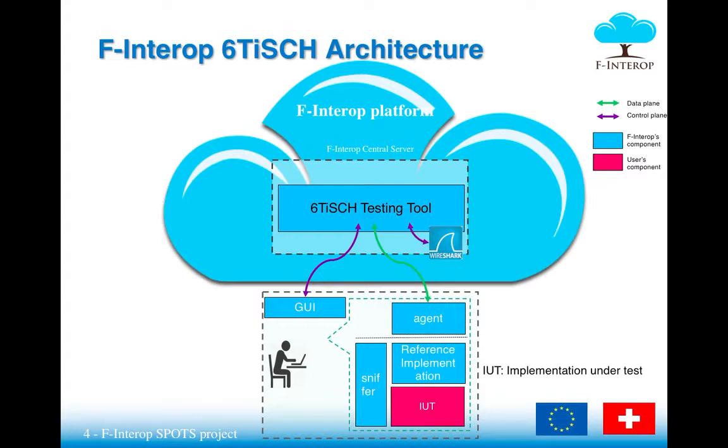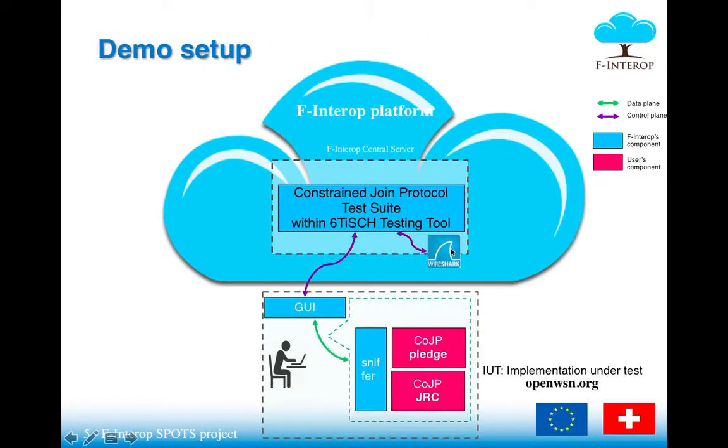then program a sniffer on one of the devices, and in case of a conformance test, a reference implementation of 6TiSCH on another device. The user's implementation under test will then communicate over radio to the reference implementation as instructed by the agent. The agent will report the sniffed packets to the 6TiSCH testing tool running in the cloud. The testing tool uses Wireshark to dissect packets and verify conformance as specified by individual test cases.